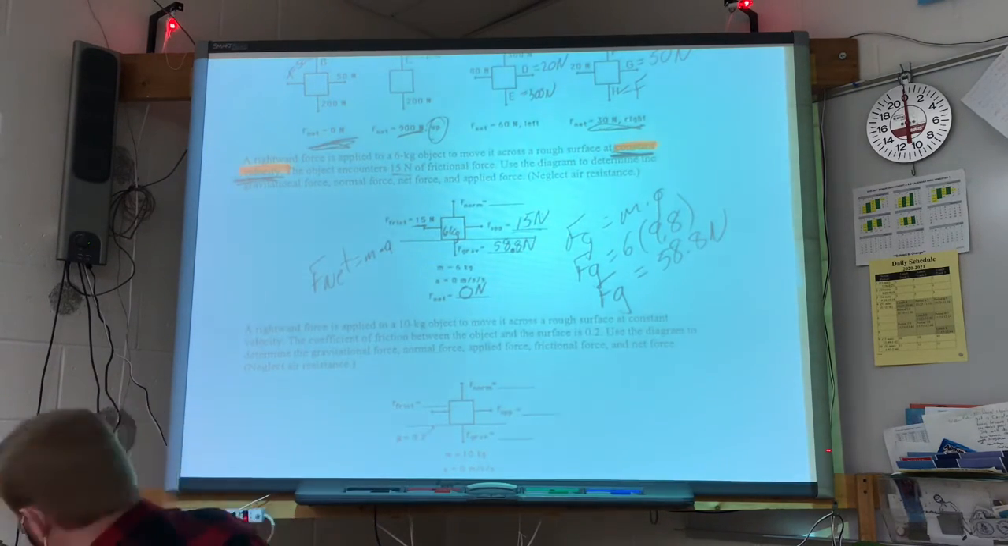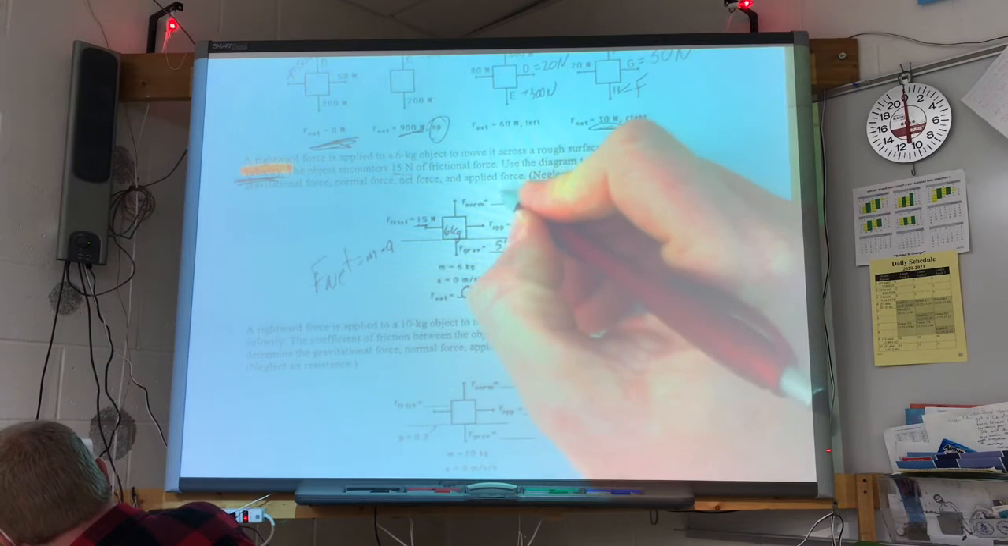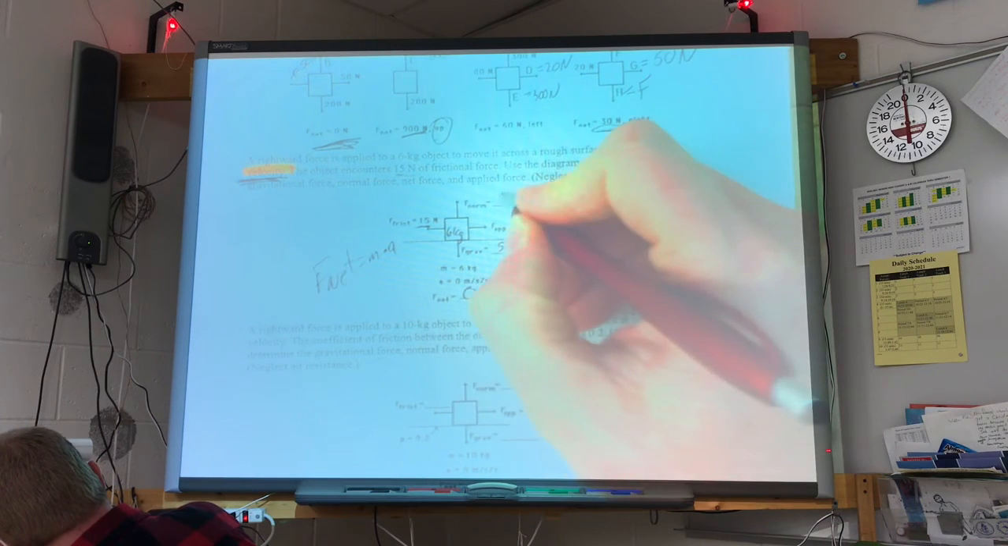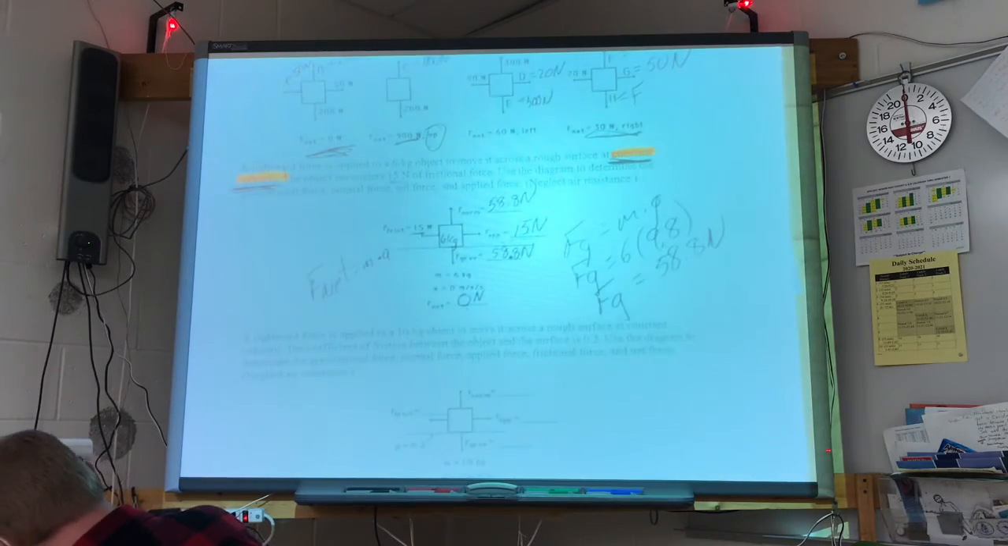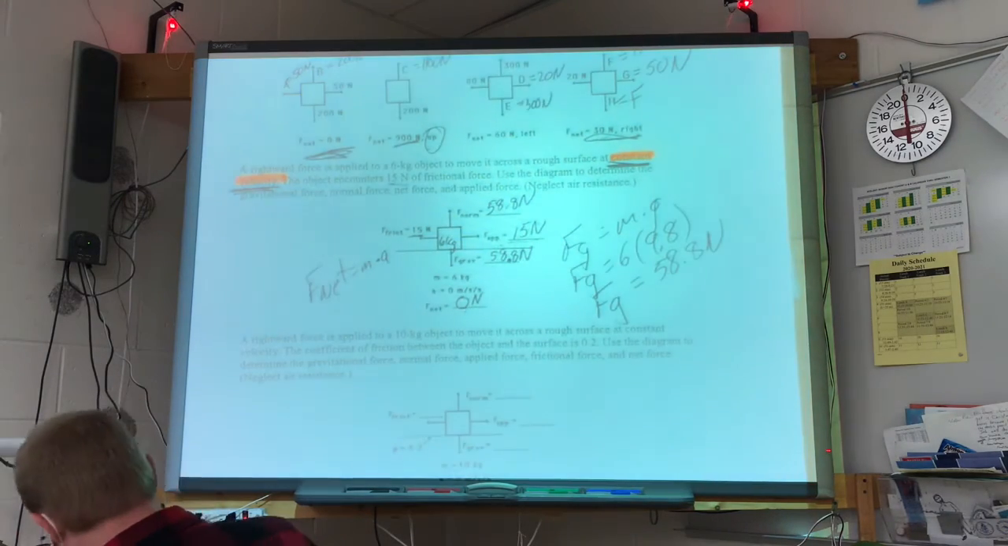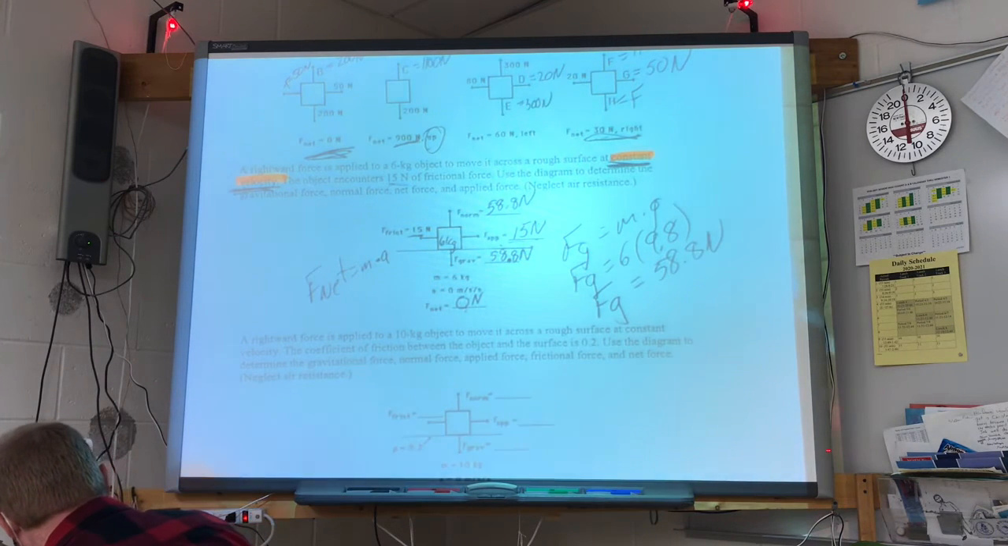Yeah? Okay. My forces in the y direction are balanced or unbalanced? Balanced. So therefore, my ups minus my downs have to equal 0. So this also must be 58.8 newtons. All right, still got time. Whatever we don't finish now is homework, so I want to get through this last one.